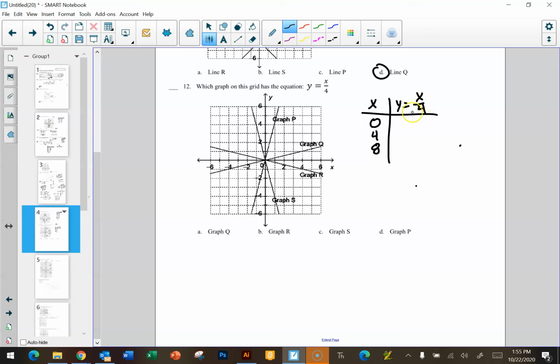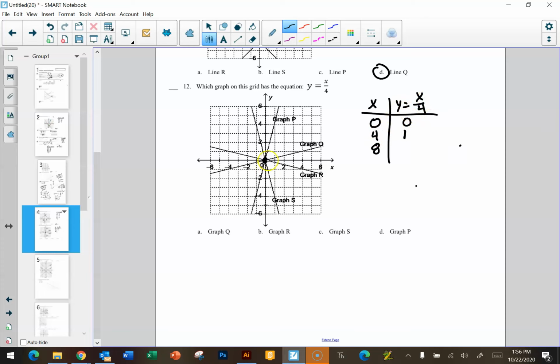So I did try to be smart with the numbers that I picked over here so that I didn't have fractions on this side. It's easier to plot your points if your y values aren't fractions. So let's start with the 0. y equals 0 over 4. Well, 0 divided by 4 is just 0. Okay, so that's this point right here. Well, all the graphs go through that point, so that's not going to help us. y equals 4 divided by 4 is 1. Okay, this one's probably going to help us a bit more.